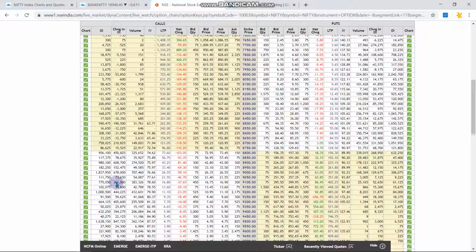And on the other side you can see there is a large OI buildup on the call option side, on the out of the money side. So out of the money there is a huge OI buildup, and on the other side put option OI is decreasing. So this is the kind of indication that Nifty might go down tomorrow as well.